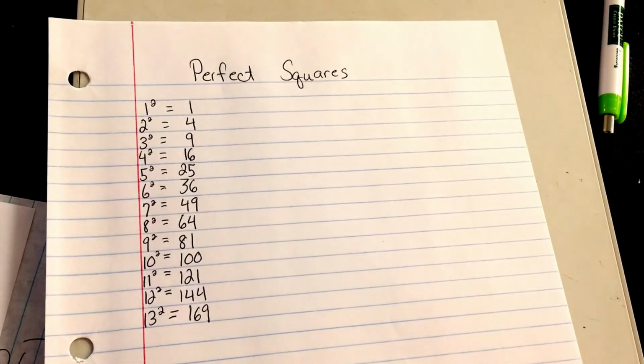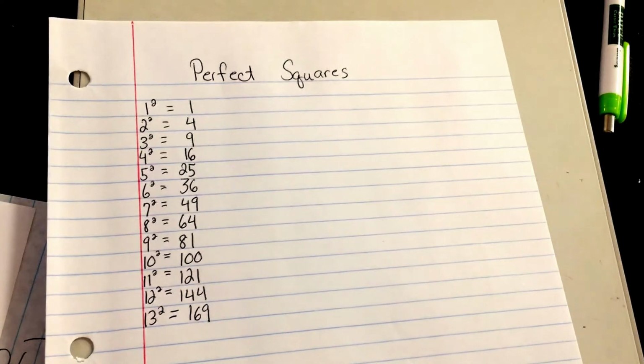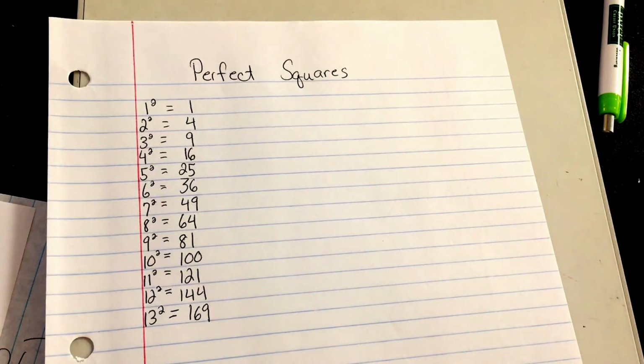Today we're going to learn about perfect squares. Now the reason I had you write this down is for you to be able to go back to know that 13 squared is 169. And if you come up with 169, you know you can break it out into 13 and 13. Perfect squares are going to have the exact same number.